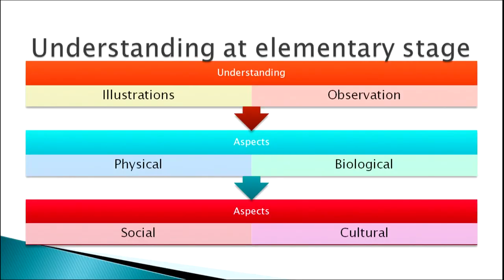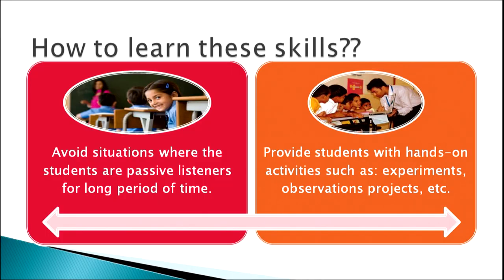So, understanding at the elementary stage is based on the illustration and observation of various aspects, and these aspects are physical, biological, social and cultural. That means there are four major broad aspects which we need to take care of when we are teaching social sciences, that is physical, biological, social and cultural. But the question is how to learn these skills.